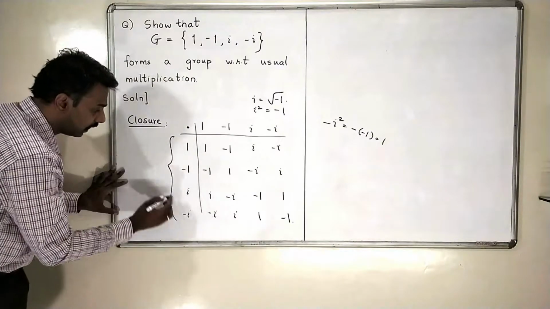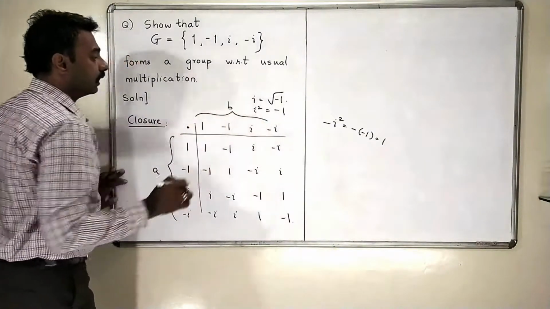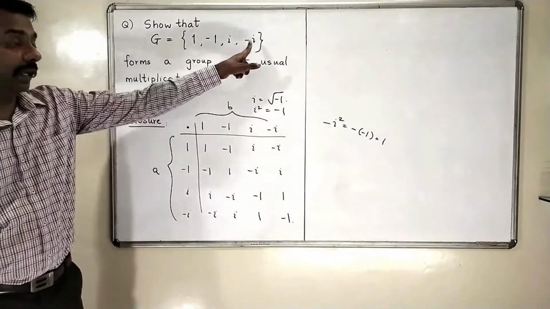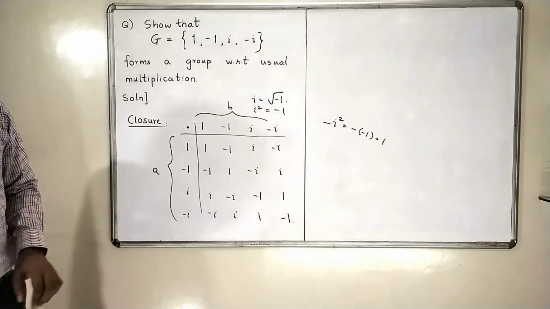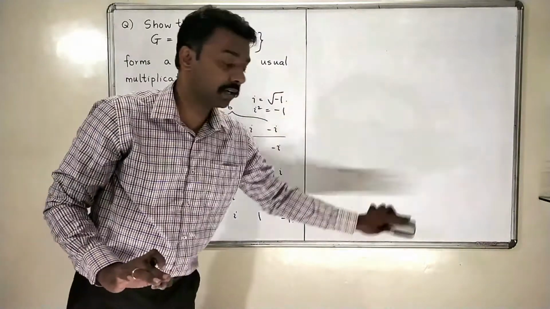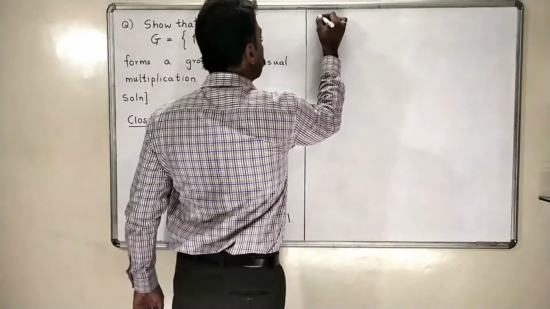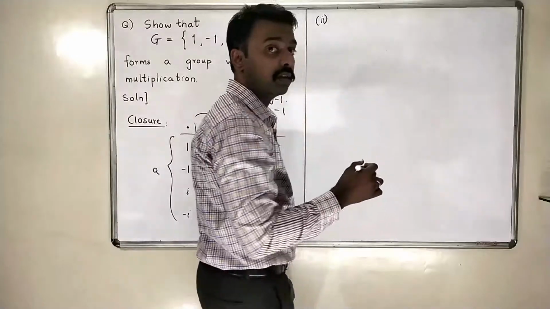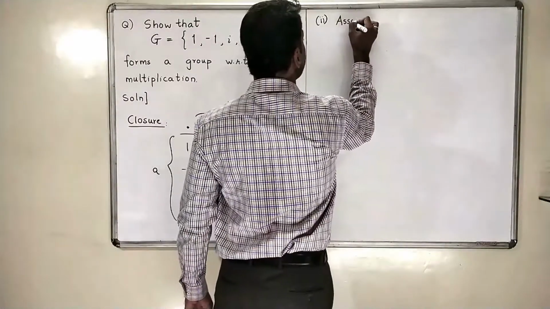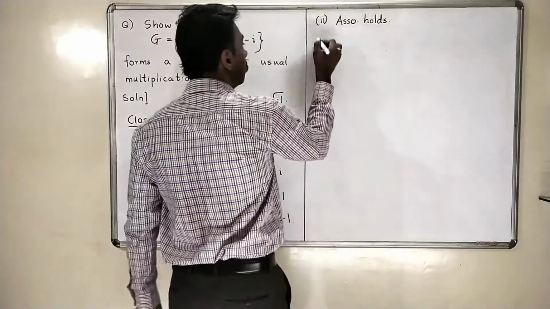If I take a any element here and b any element here, then we see that a into b is again coming out to be either 1, minus 1, i or minus i. So the closure gets completed over here. So we have verified the closure. Second is associativity. We will say that associativity holds because associativity holds in the set of complex numbers. We can check this.